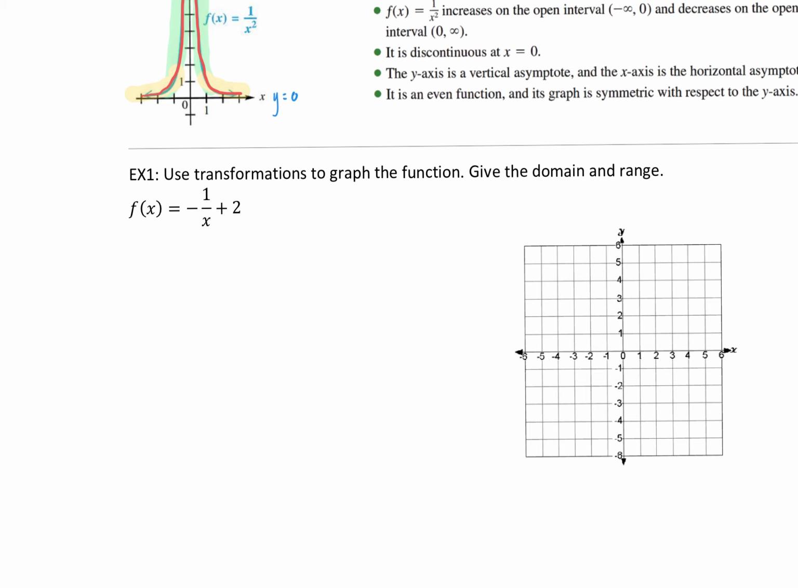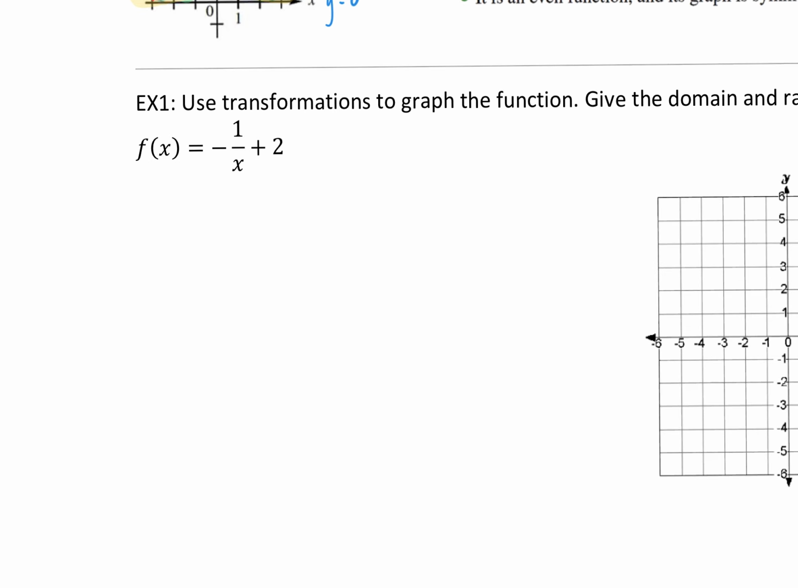First of all, I'm going to rewrite this. This is actually equal to, if I were to factor out the negative and put the 1 over x in parentheses, and then have the plus 2 on the outside. And also remember, you can always replace the f of x with y, if that's more comfortable for you.